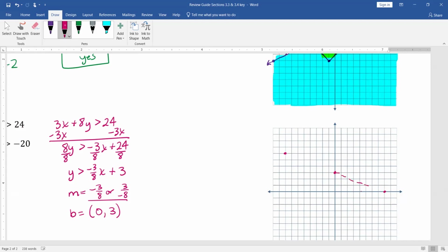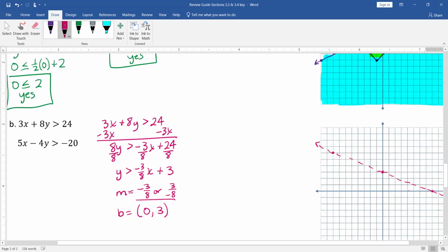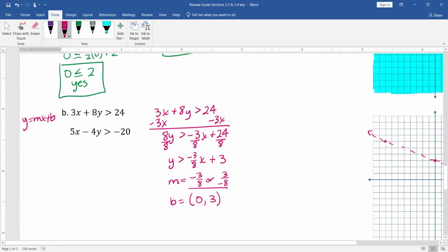I do find dash actually is probably easier for me to make it look a little straighter though, so I'm not super mad. There we go. So dashed line. All right, let's go do the other one. Then we'll test them.